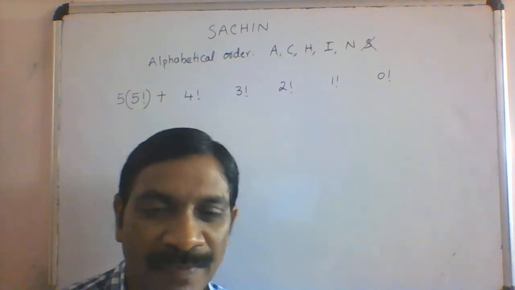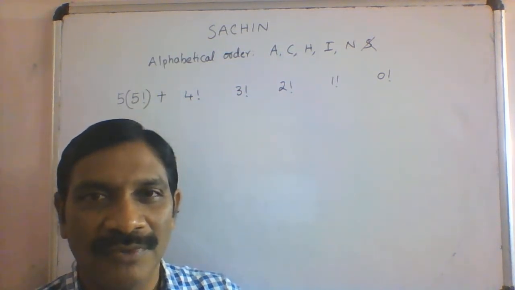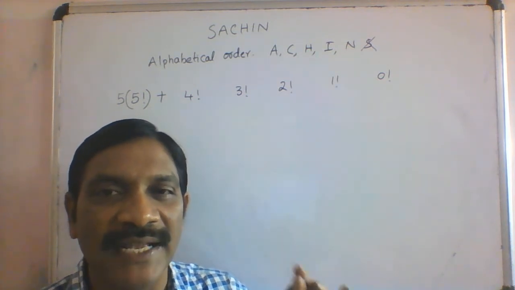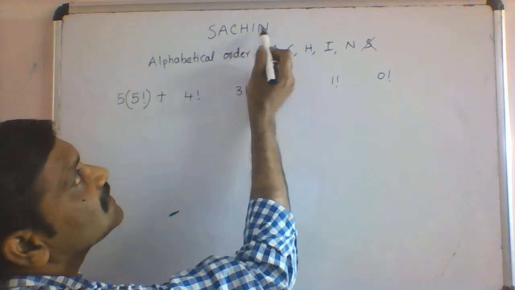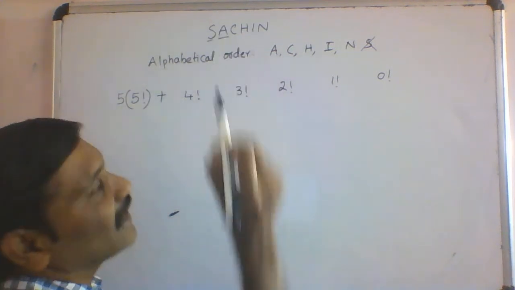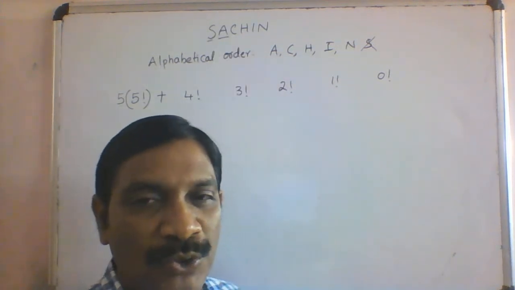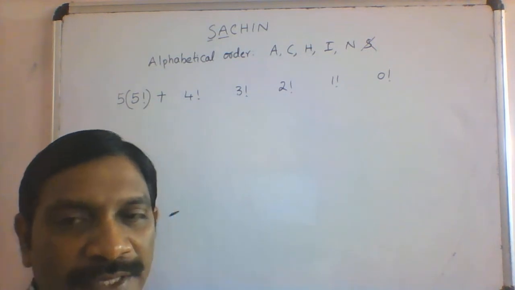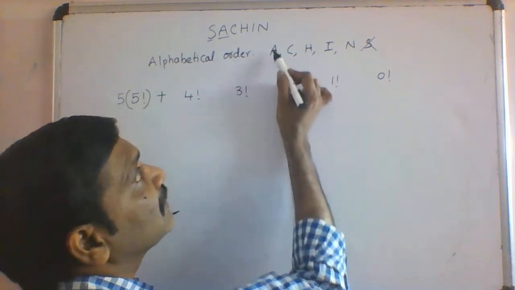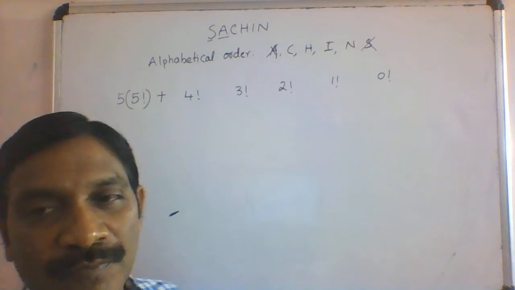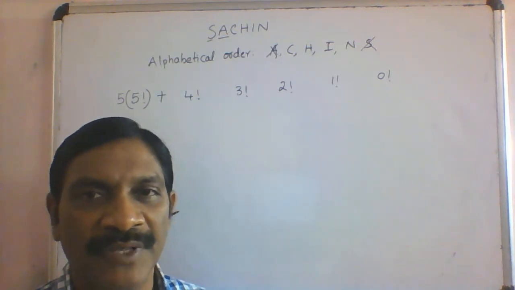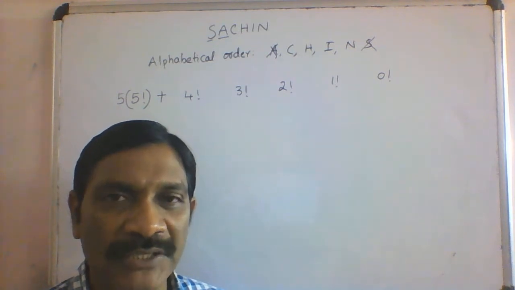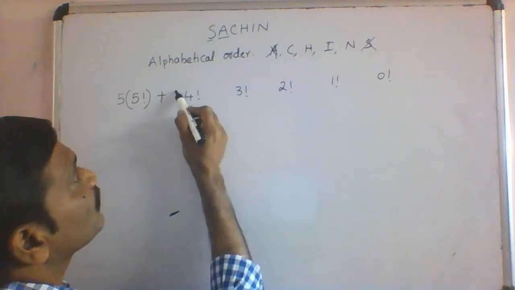Plus. Okay. Now, what is the required second letter? In the required word, the second letter is A. Now see the position of A in the alphabetical order. You strike it off. Before A, how many letters are there? None. No letters. So keep 0.